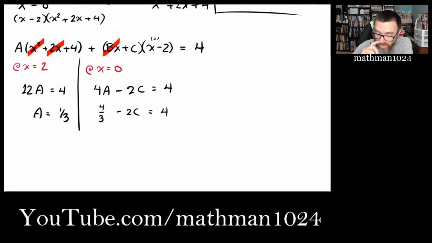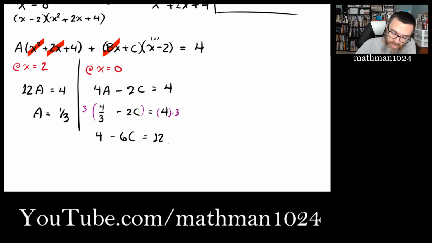You can also clear the fractions out by multiplying times the LCD. So if I multiply both sides here times 3, not that this is a necessity, but it might help you out. 3 times 4 over 3 is just 4. Minus 6c is equal to 12. So we subtract the 4, we have 8, divide by negative 6, and you end up with negative 4/3.